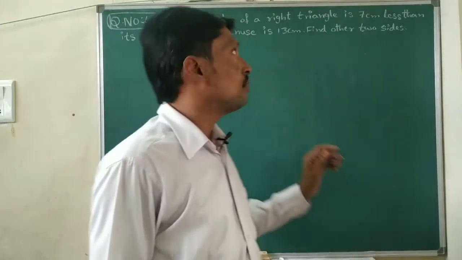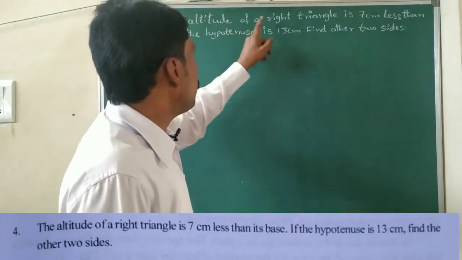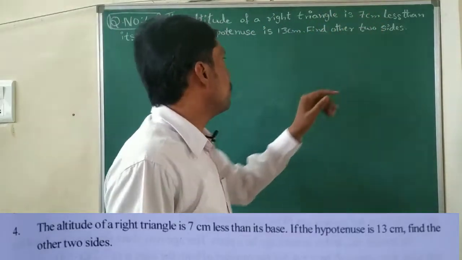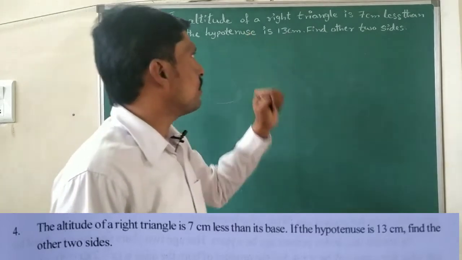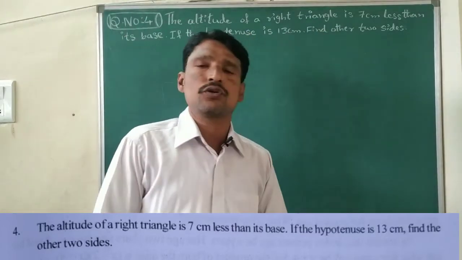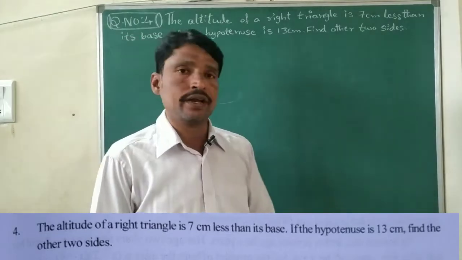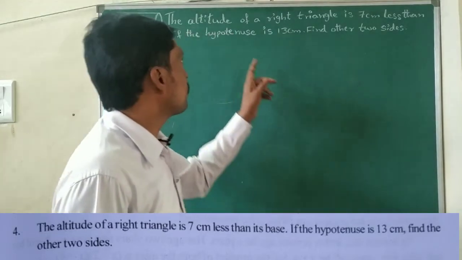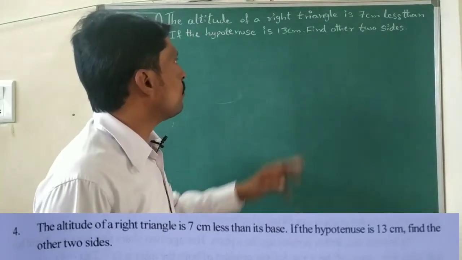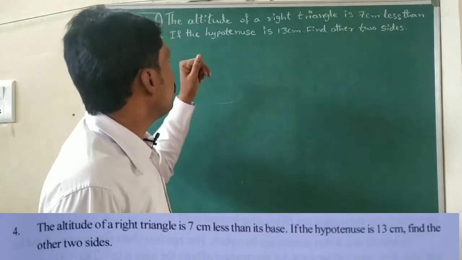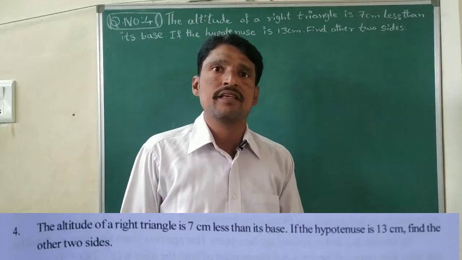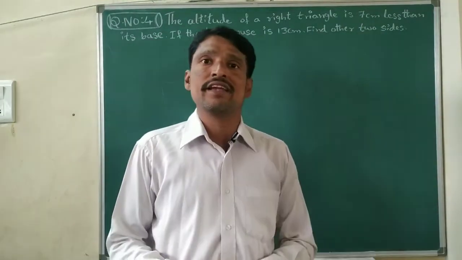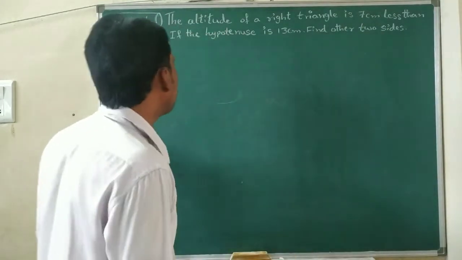Question number 4. The altitude of a right triangle is 7 centimeters less than its base. If the hypotenuse is 13 centimeters, find the other two sides. Here the hypotenuse is given as 13 centimeters. One clue is also given: the altitude of a right triangle is 7 less than its base. So the base we don't know.